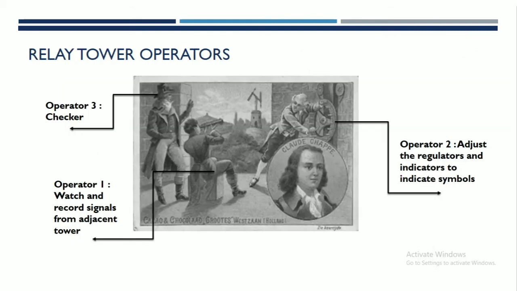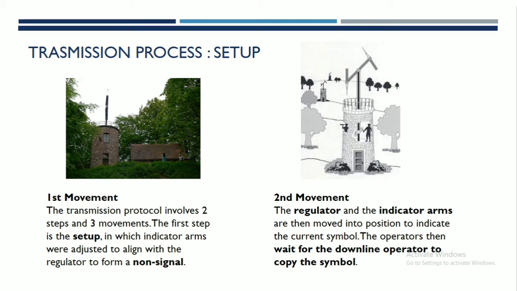A typical relay tower for the telegraph line consists of three different operators. The first operator's job is to watch and record the signal from the adjacent tower using a telescope. The second operator would then adjust the regulator and the indicators to show the current symbol. The third operator acts as a checker to ensure that the information transmitted is accurate.